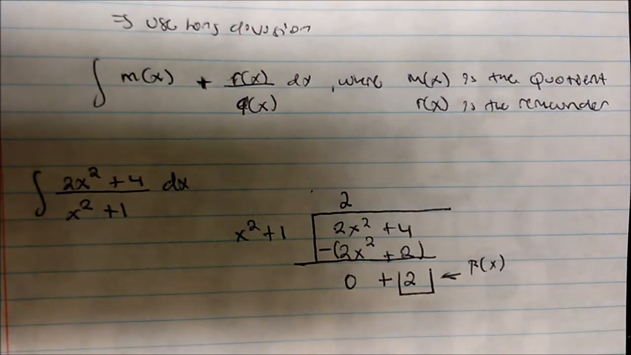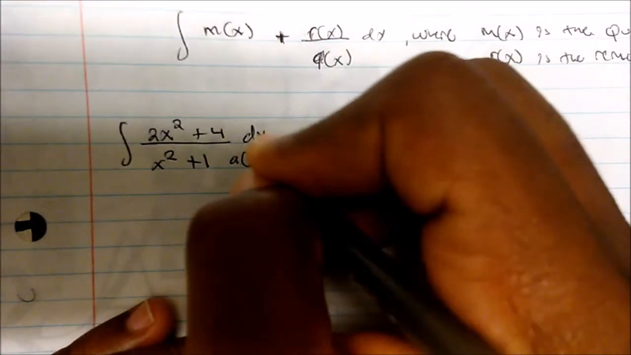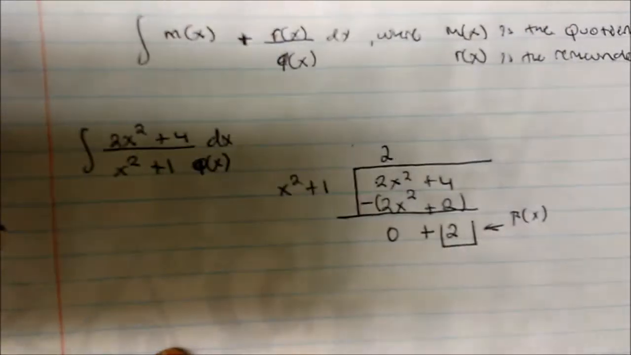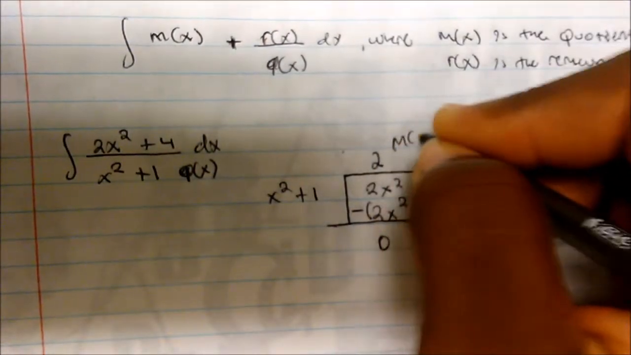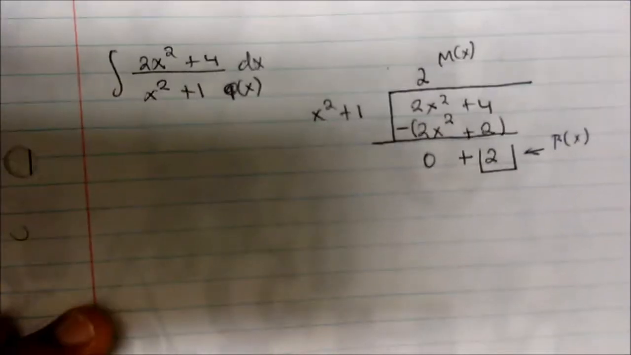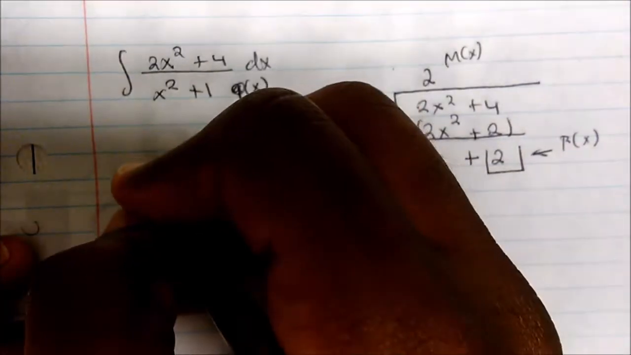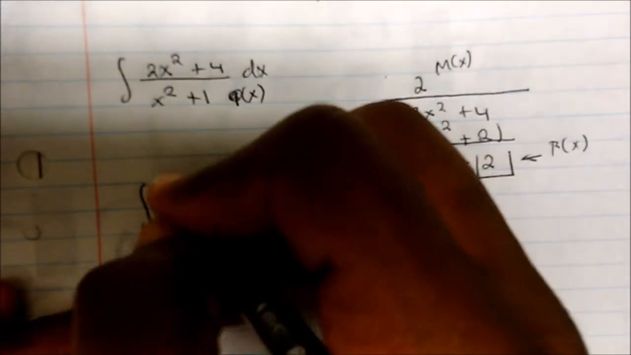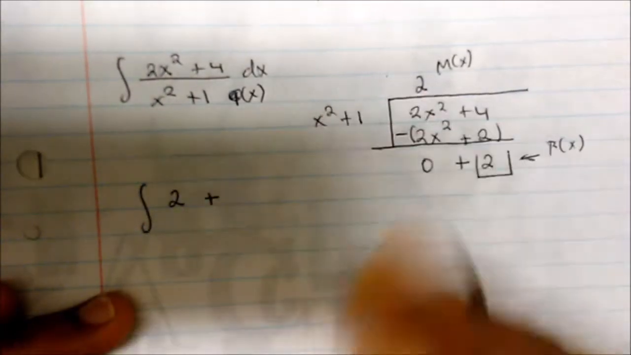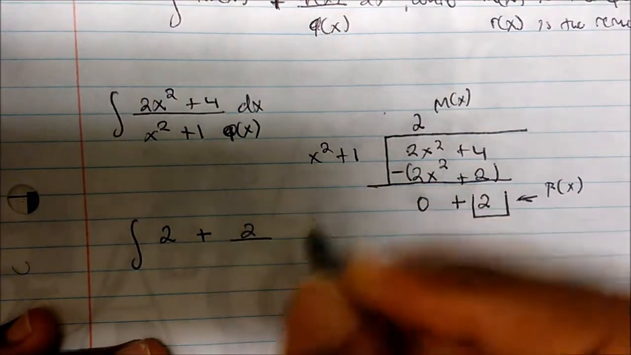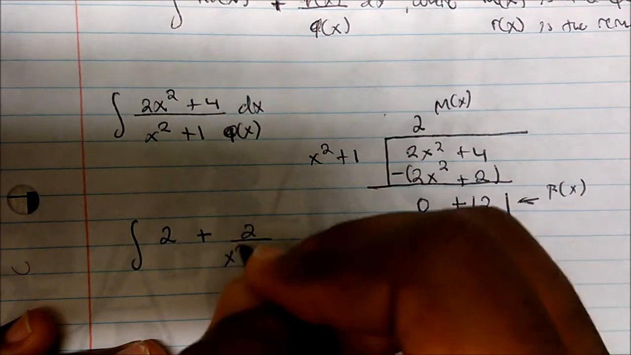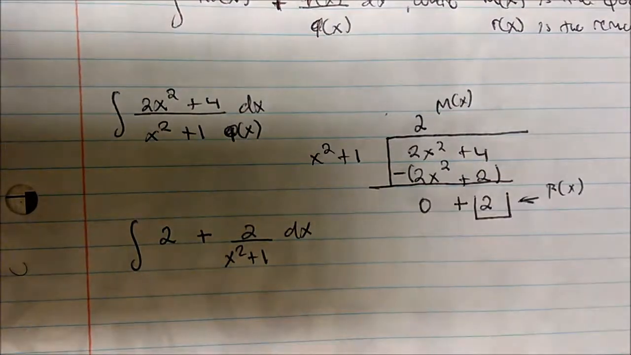Here is q of x, and here is m of x. This is our quotient, so this is m of x. So the integral just says we're going to take the integral. We're going to write m of x, so this becomes 2 plus, well, what is r of x? That is the remainder, so that is 2 over q of x, which is x squared plus 1, dx.